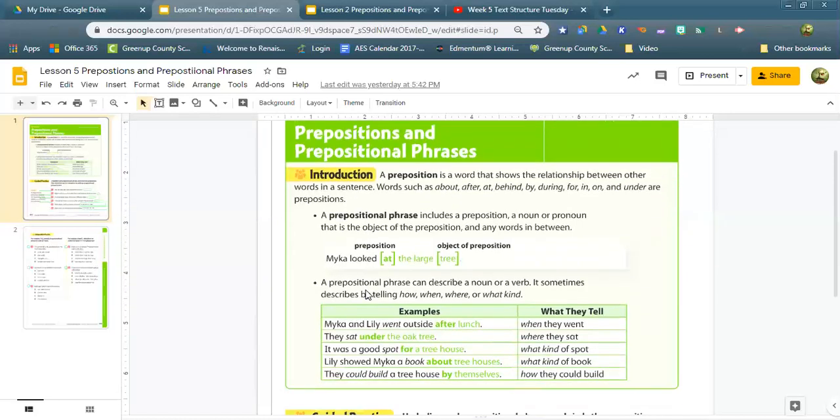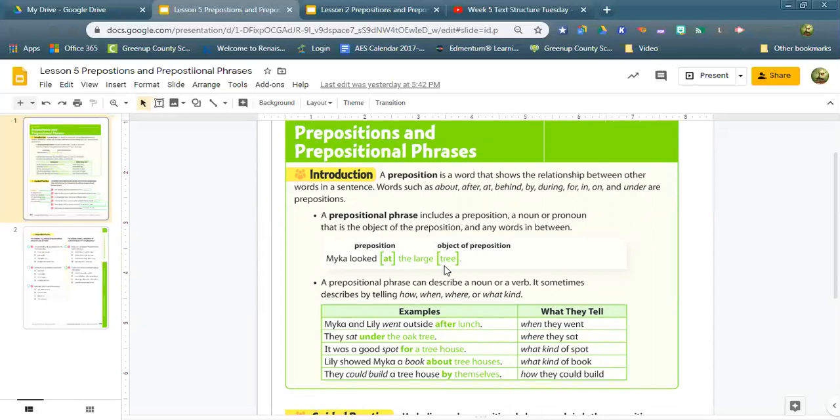We have a sentence here that shows us this exact thing. The sentence says, Micah looked at the large tree. At, the word at is the preposition, and the word tree is the object of a preposition.